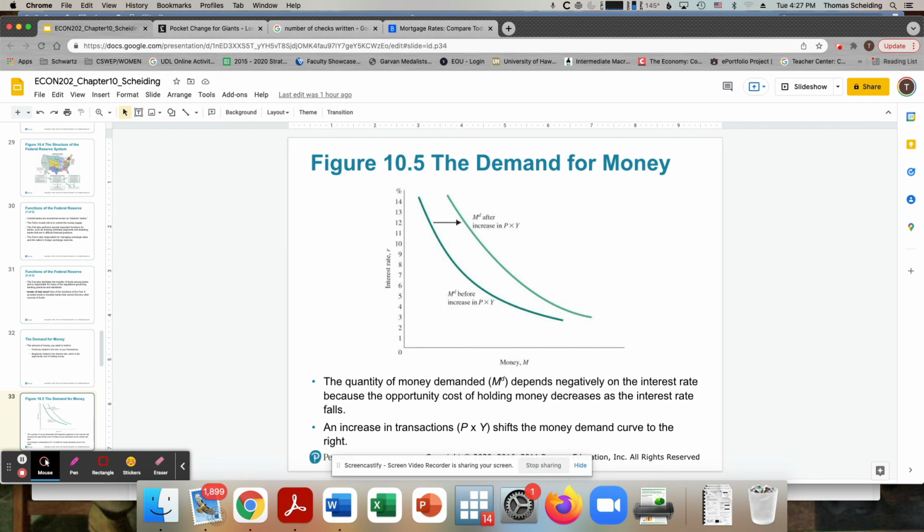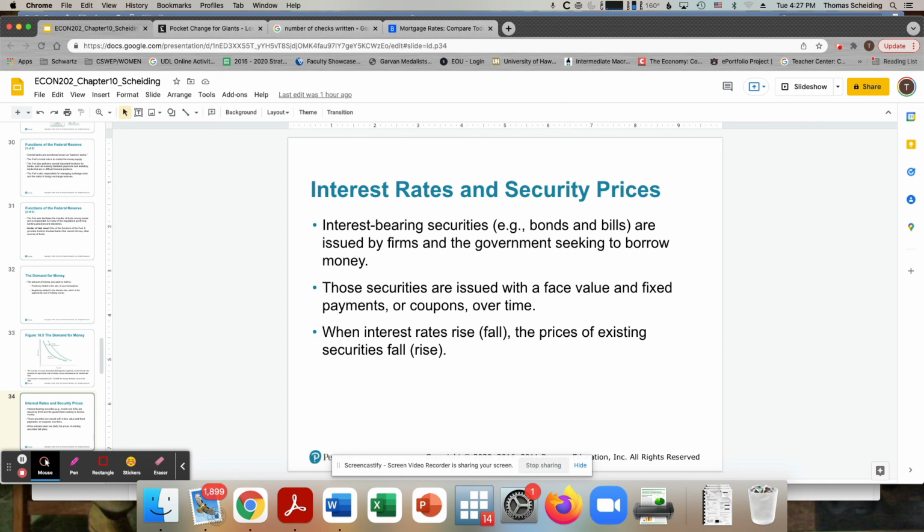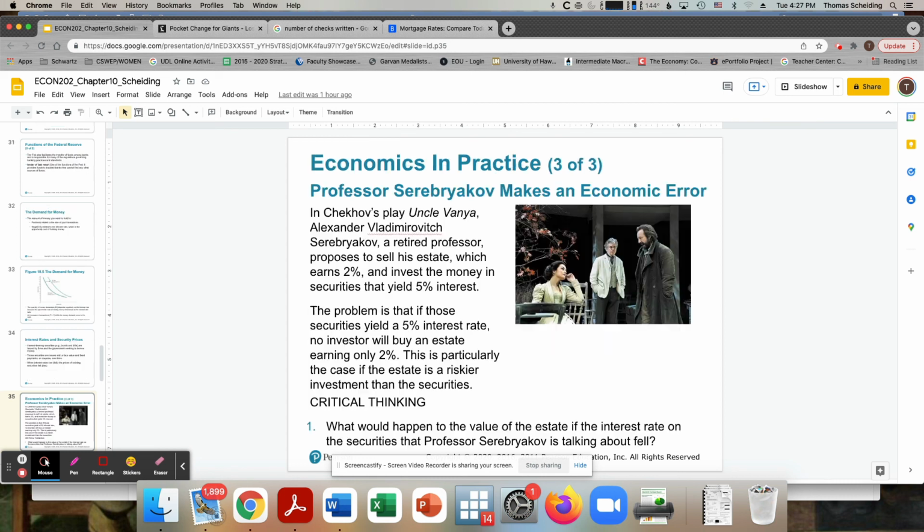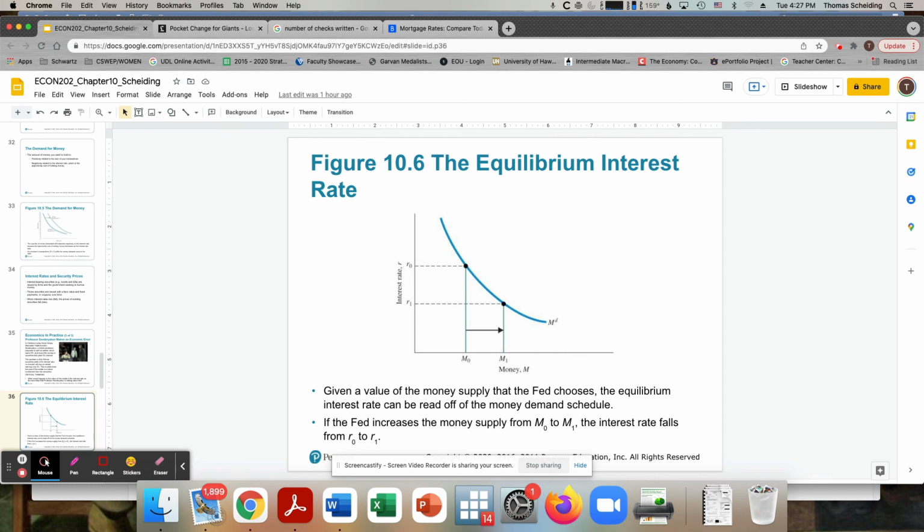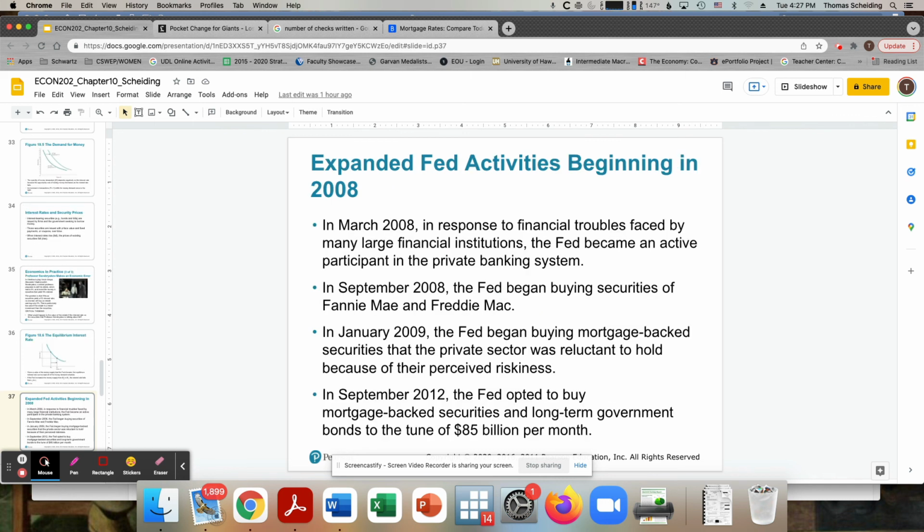Don't worry about this slide. I don't want it to confuse you. Same here. Let's not worry about security prices. So what you can see here is that when the money supply changes, and I'm not sure why they're not showing us the vertical line here, but as that amount changes, the interest rate itself changes.